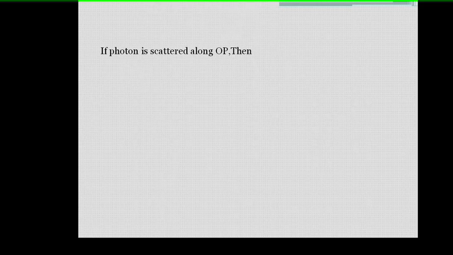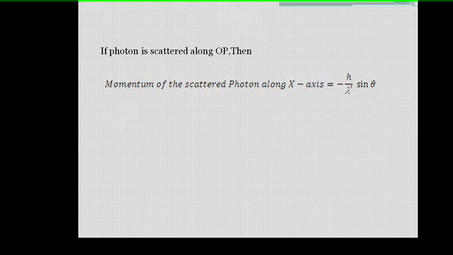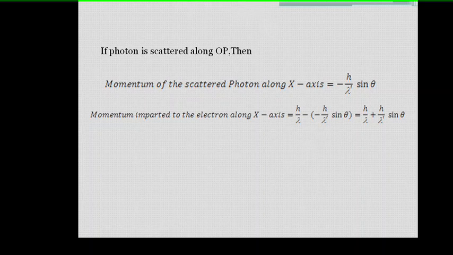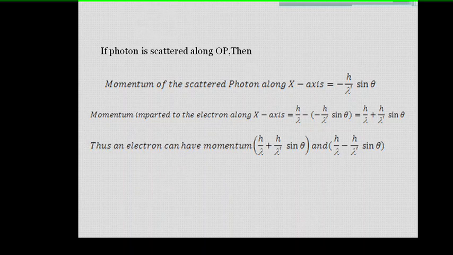If the photon is scattered along OP, in the other direction, then the momentum of the scattered photon along the x-axis is minus h by lambda dash sine theta. The momentum imparted to the electron along the x-axis is h by lambda minus minus h by lambda dash sine theta, which is nothing but h by lambda plus h by lambda dash sine theta. Thus, an electron can have momentum h by lambda plus h by lambda dash sine theta and h by lambda minus h by lambda dash sine theta.